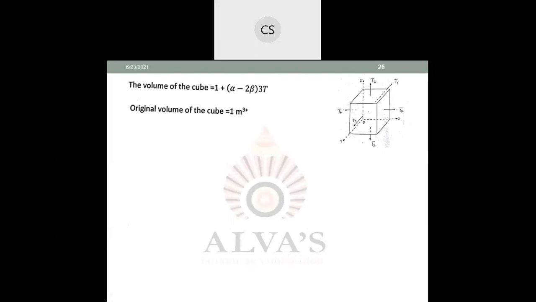So you have the volume of the cube after applying the force, and the original volume. If you want to find the change in volume, what do you have to do? The change is the final volume minus the original volume. The current volume of the cube is 1 plus alpha minus 2 beta into 3T, minus the original volume of the cube, that is 1. So subtract that, and you are left with 3T into alpha minus 2 beta. So 3T into alpha minus 2 beta is the change in volume of the cube.